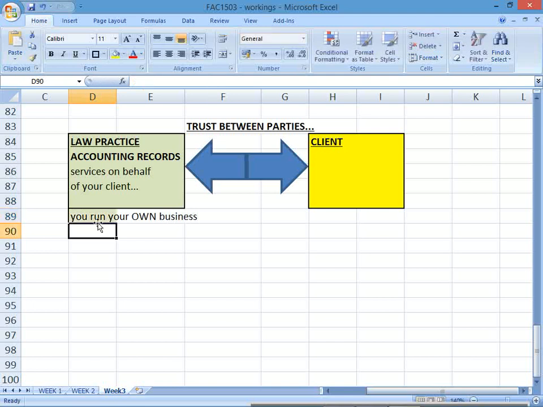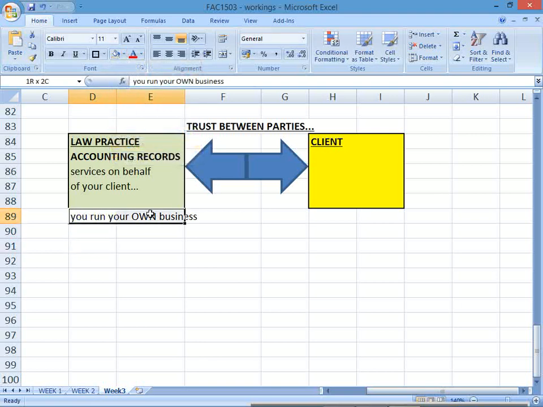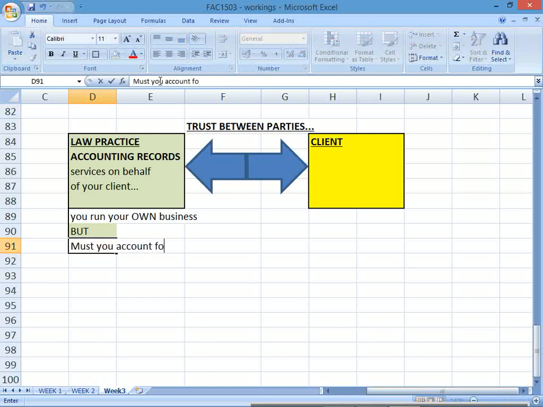So are you going to know how much you are spending on your water and lights? Yes. Are you going to know how much you are spending on your rent? Yes. And on your staff, your salaries and wages? Yes. But must you account for the client's transactions?